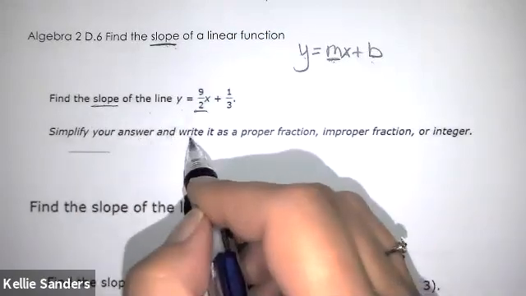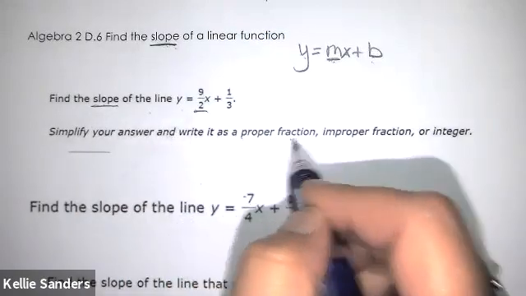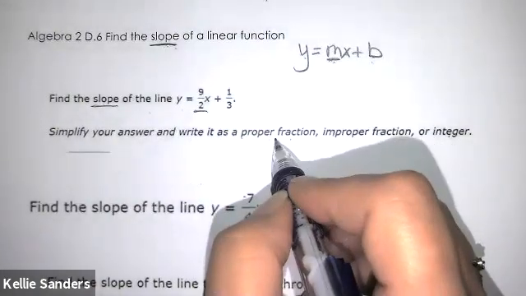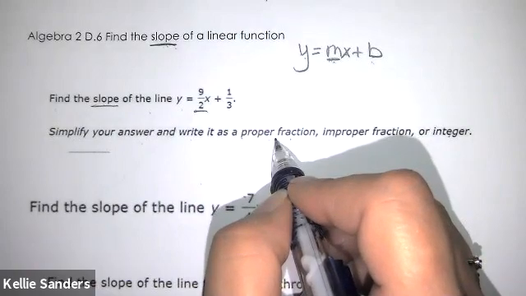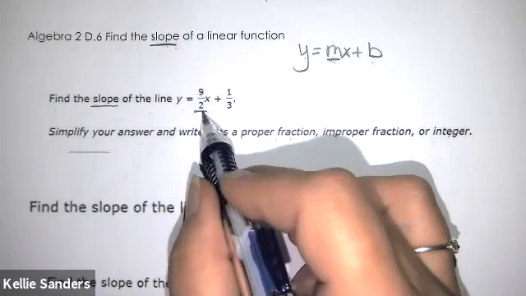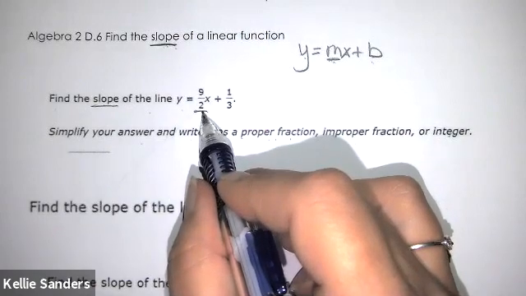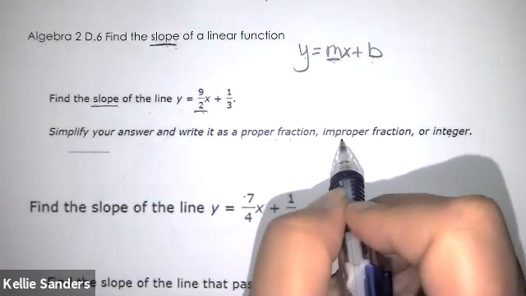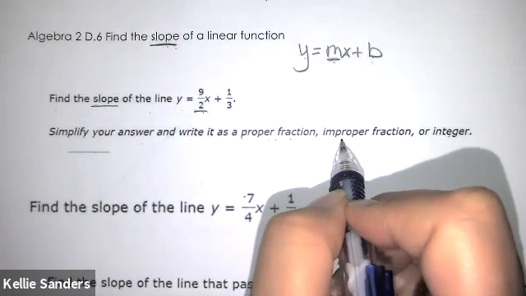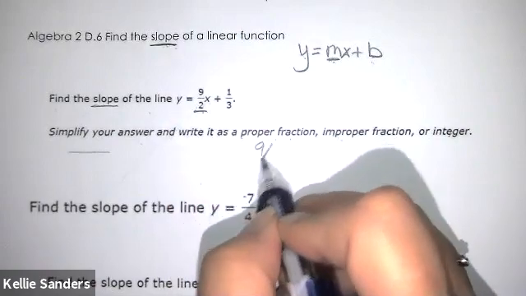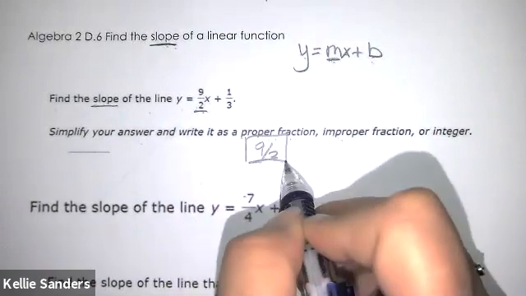Simplify your answer and write it as a proper fraction, improper fraction, or integer. That just means it can be a fraction as long as it's reduced. It doesn't matter that 9 is bigger than 2. That is fine. In Algebra 2, we love improper fractions as long as they are reduced. 9 over 2 is reduced, so 9 over 2 is your answer.